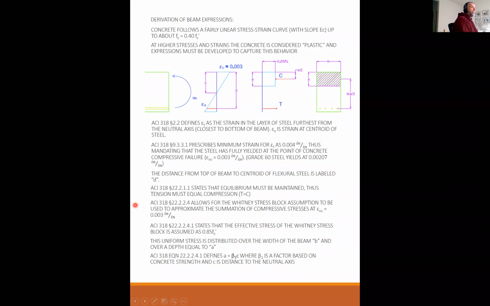ACI 318, equation 22.2.2.4.1 defines that a is equal to beta 1 times c, where beta 1 is a factor based on the concrete strength and c is the distance to the neutral axis. So here's c, and c is something that we're going to solve for or iterate for, or in some shape or form. We're going to figure out what c is. a is defined as a fraction of c, and that fraction depends on the strength of the concrete.